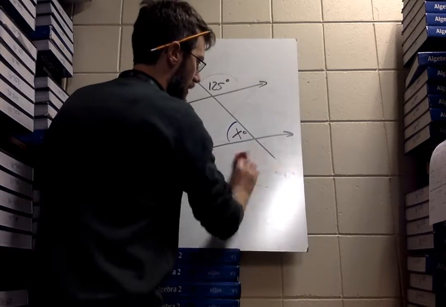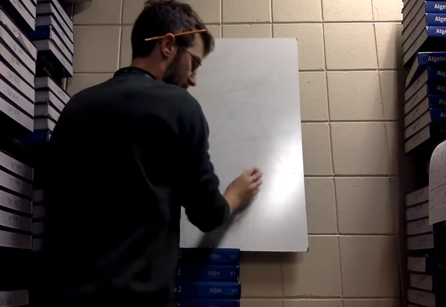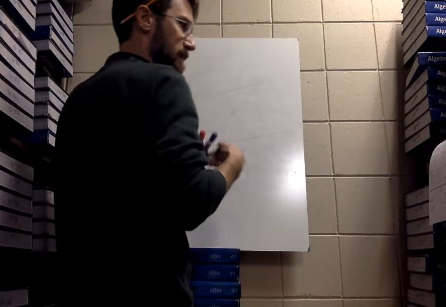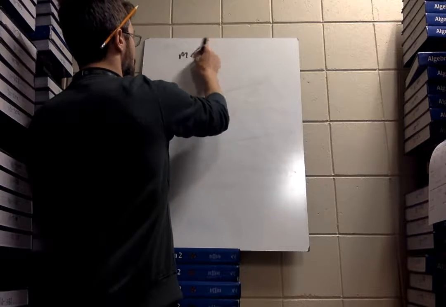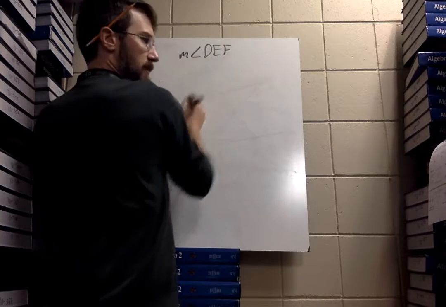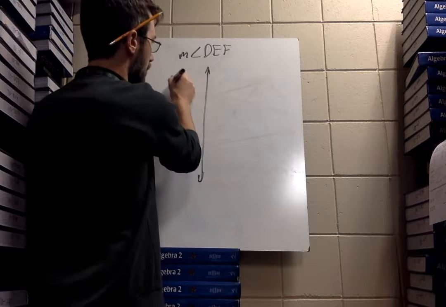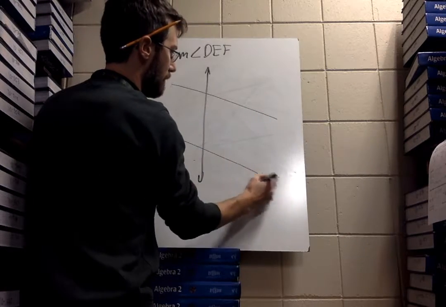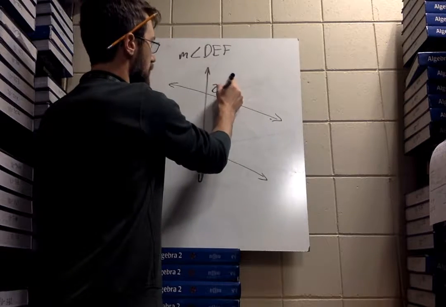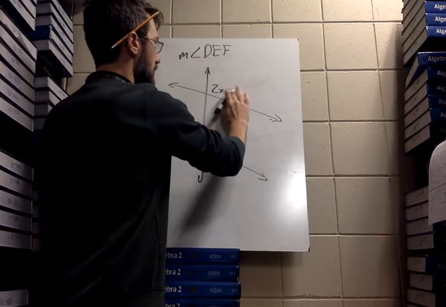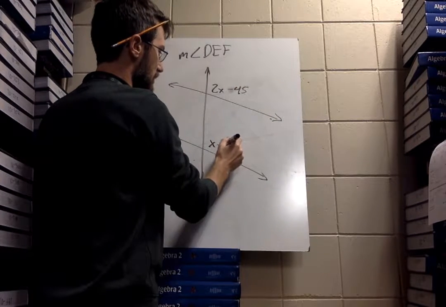All right. Now a little bit of algebra. This is the one where we're finding the measure of angle DEF. It's got a vertical line for the transversal, then our parallels cut this way. And it says that this is 2x minus 45, and this is x plus 30.